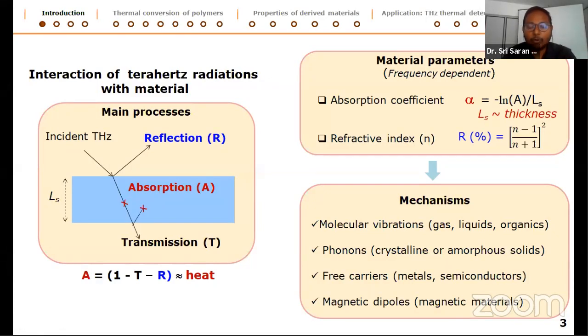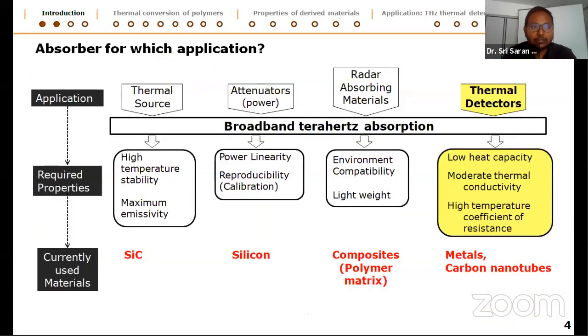Okay. So what is the problem? Why do I discuss this? So absorbers can be used for which application? Actually, for many applications, a broadband absorption of terahertz radiation is required. For example, in thermal sources, attenuators or radar absorbing materials, even in thermal detectors. But among these applications, we have to determine which material property is required for each specific application.